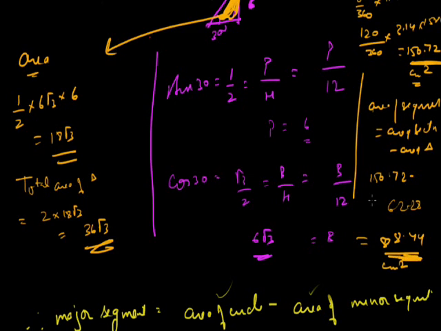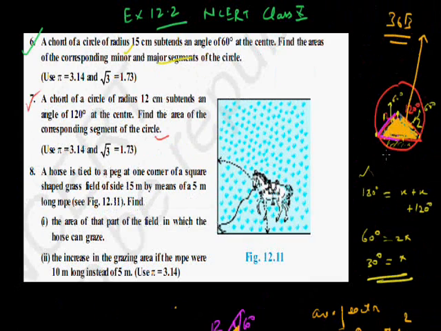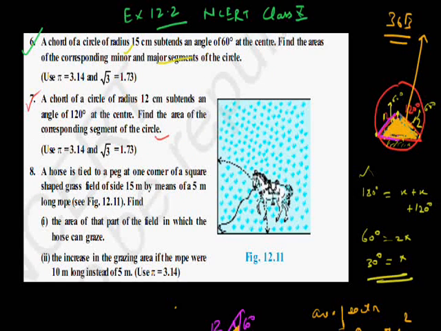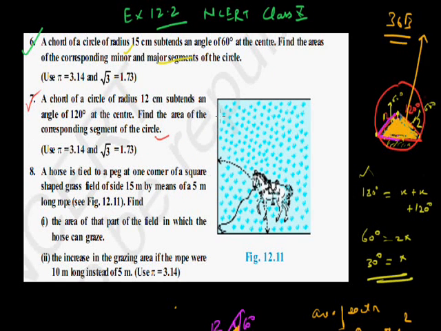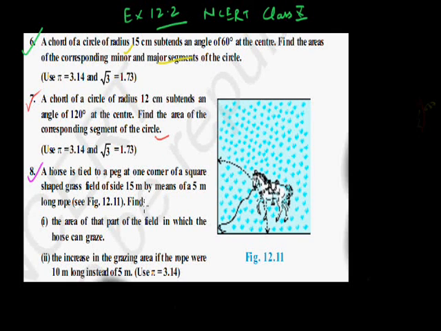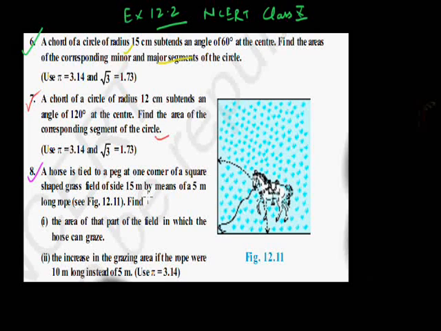It means that we have followed the process. We have calculated the area of this triangle, then we have calculated the area of the sector, and then we subtracted them to get the area of this segment. Right? Now next question.